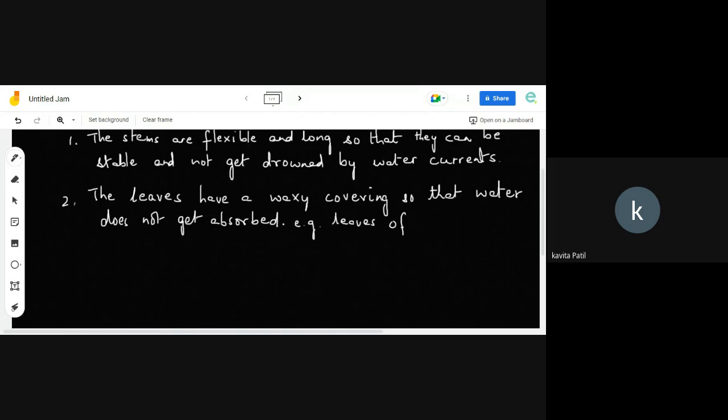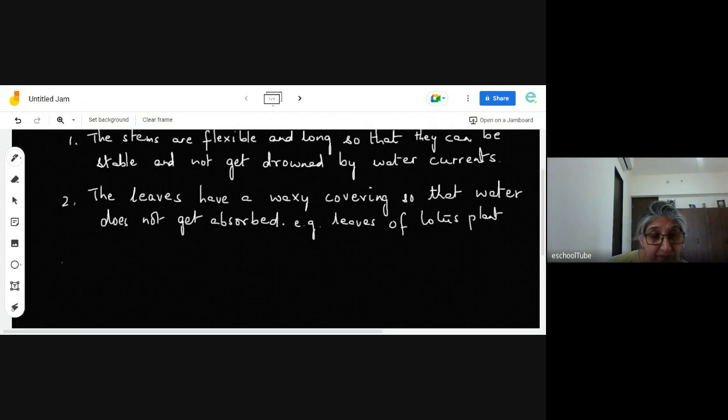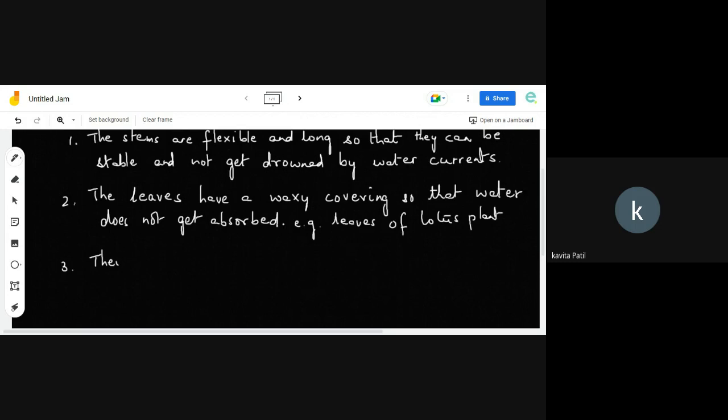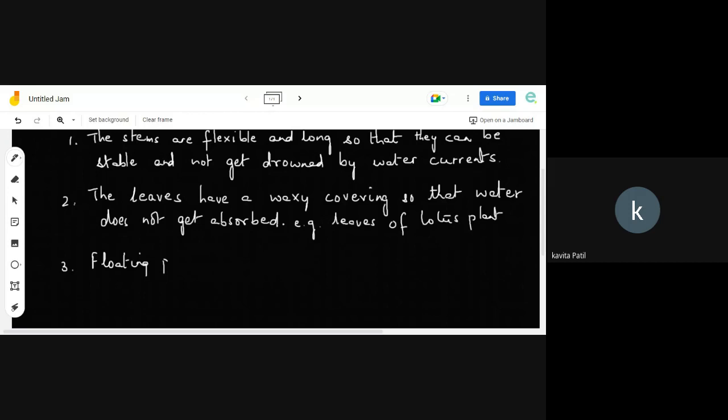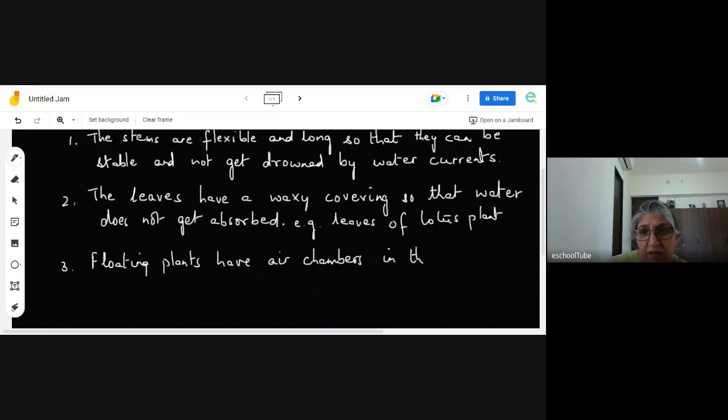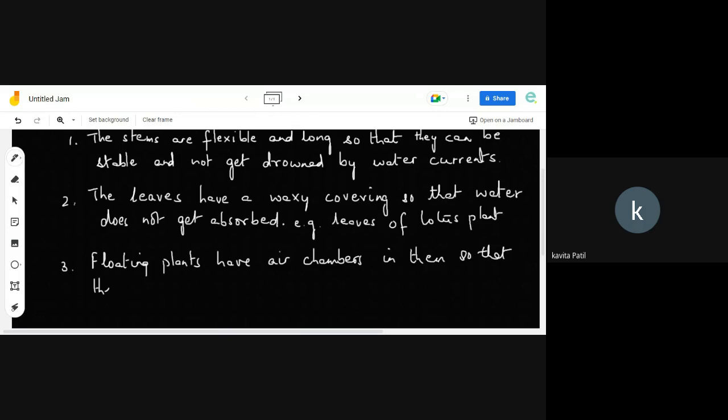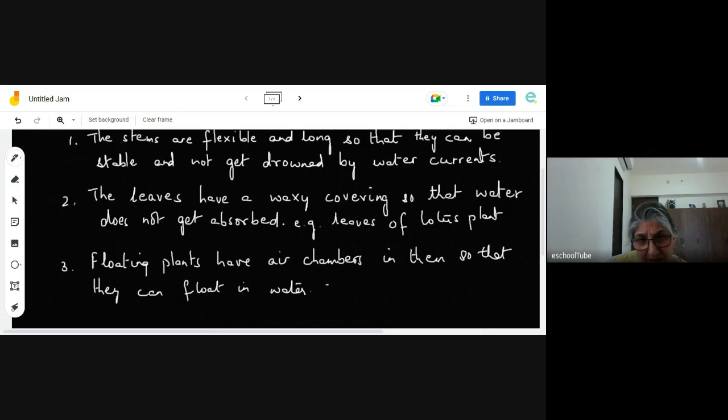And the third point was? They have air chambers. Some plants, not all, some floating plants. Floating plants have air chambers in them so that they can easily float in water. For example, water hyacinth.